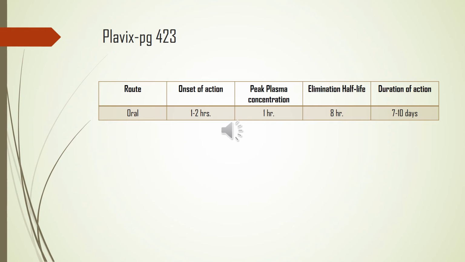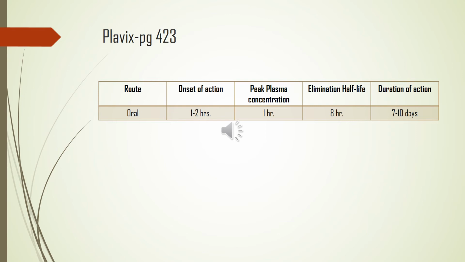Okay, Plavix, clopidogrel. This is found on page 423. It is given orally. Its onset of action is 1 to 2 hours. Peak plasma concentration is 1 hour. Elimination half-life is 8 hours. Duration of action is 7 to 10 days. Plavix is one of these medications.